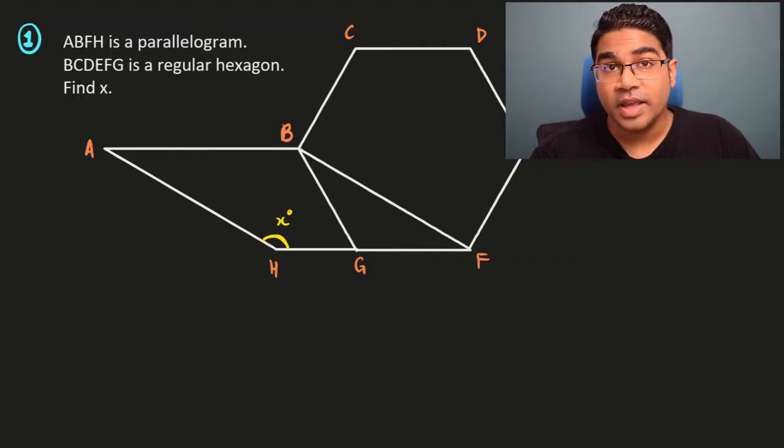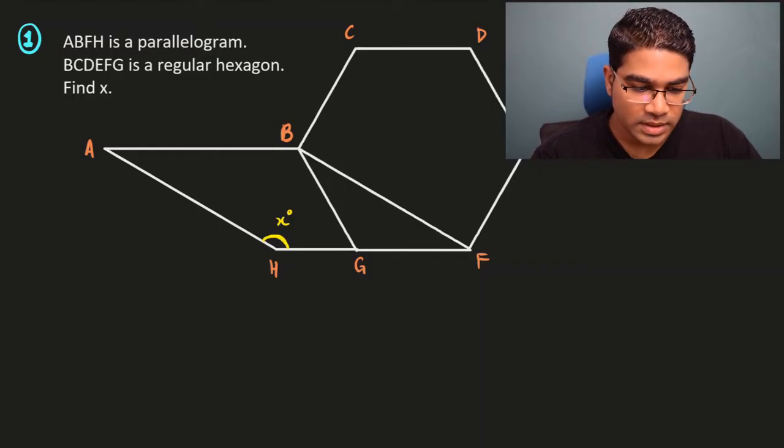7 topics, 7 questions. Let's go. ABFH is a parallelogram. BCDEFG is a regular hexagon.